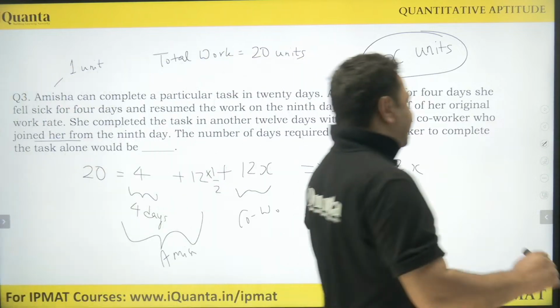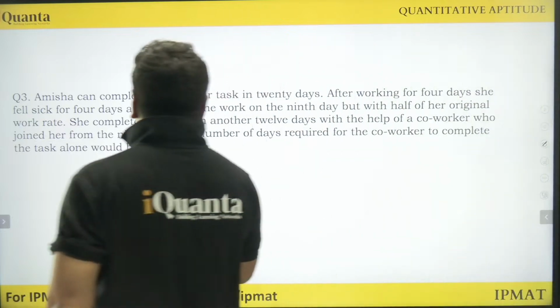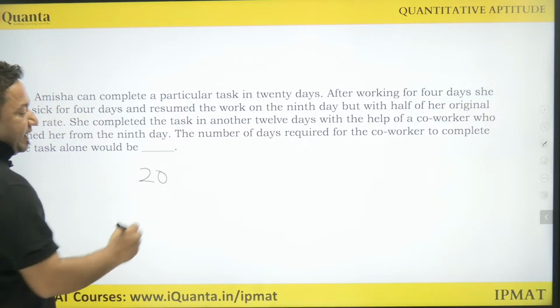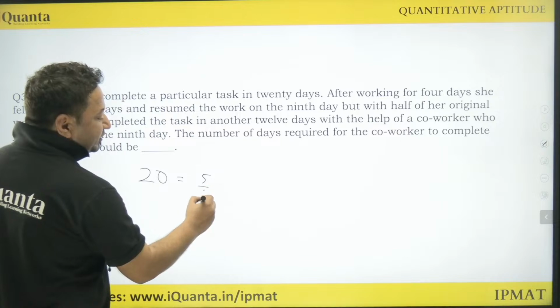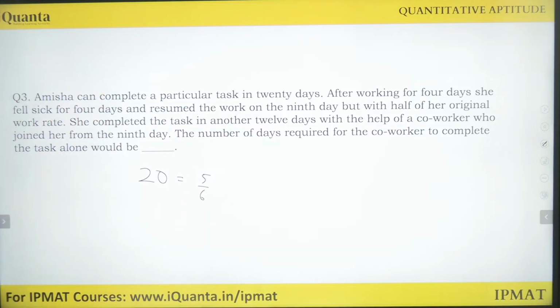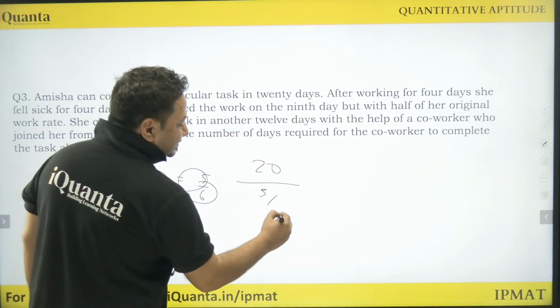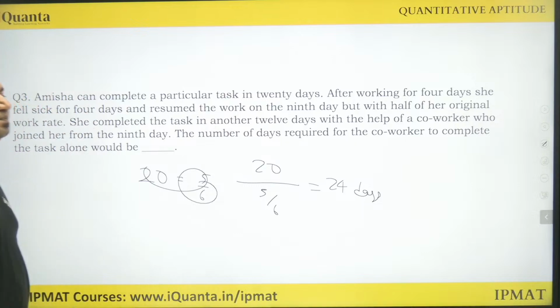I'll just erase everything from the board. I hope you've done it. So now, for the co-worker, 20 units of work should be done, and she's able to do 5 by 6 units of work every day. What we can do directly is divide 20 by 5 by 6, and we have 24 days as our answer. Clear?